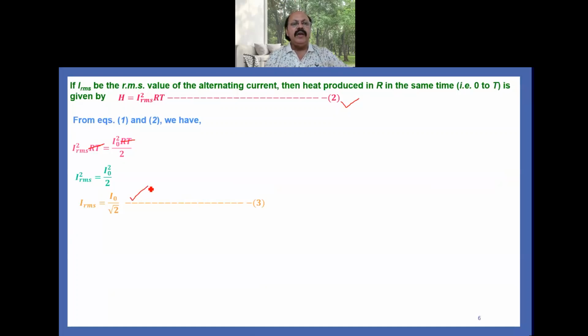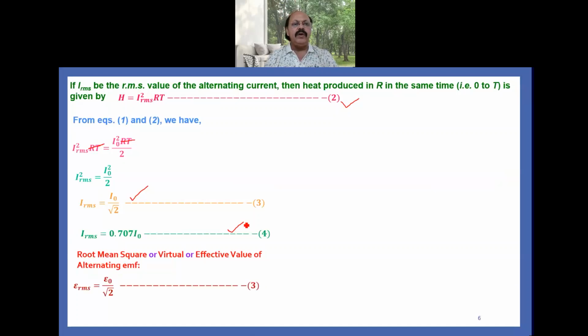When you substitute the value of root 2, that is 1.414, and calculate it, it comes IRMS equal to 0.707 I naught. So this is the RMS value of alternating current. Similarly, we can find it for alternating EMF only by replacing I by E. So ERMS equal to E naught upon root 2, and similarly we get ERMS equal to 0.707 E naught. Mark this equation number 4.